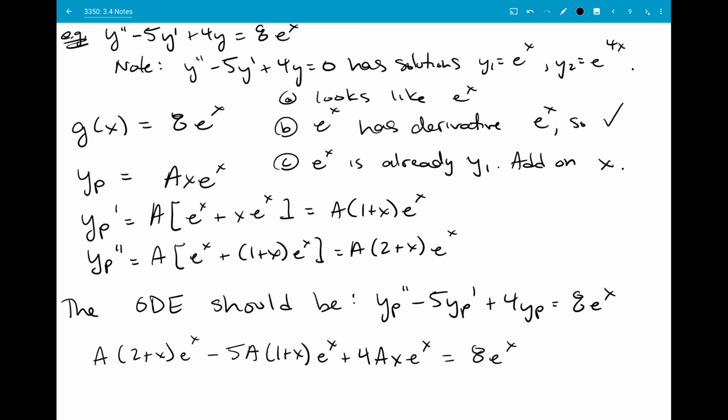Next up, what I'm going to do is try to simplify everything into an algebraic equation that I can solve. And something that's going to make that a lot easier is to note that e to the x is hanging out everywhere. So I can go ahead and cancel that out right off the bat. So I've got a times 2 plus x minus 5a times 1 plus x plus 4ax is all equal to 8.